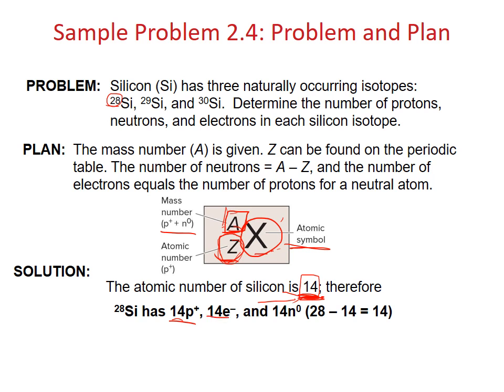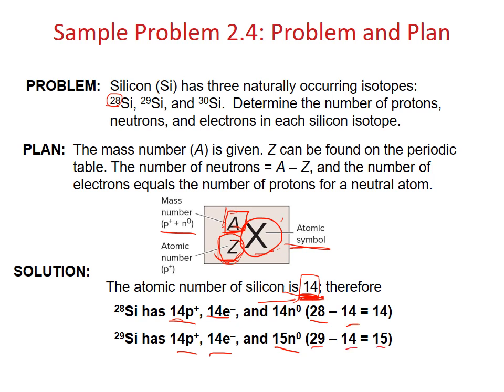The electron number is the same because the atom is neutral, and the neutron number is A minus Z, which gives you 14. For the next one, proton and electron are the same. The neutron number is 29 minus 14, which gives you 15. The next one, again same proton, same electron, but the neutron number is 16 because 30 minus 14 gives you 16.